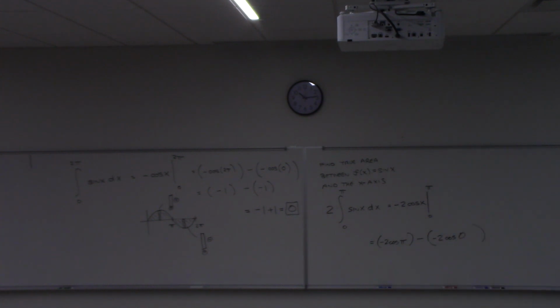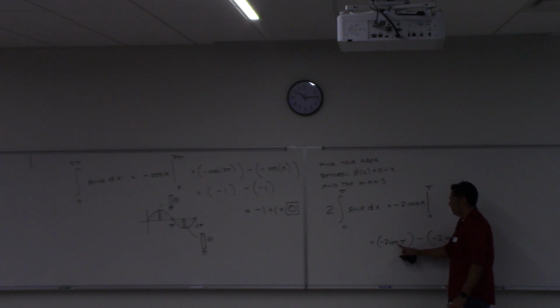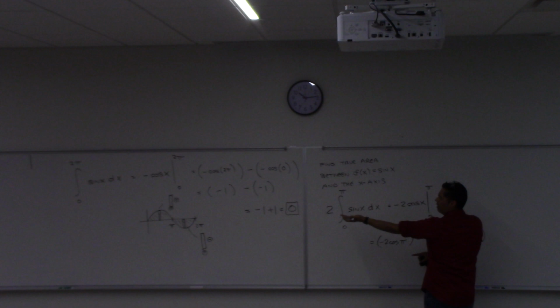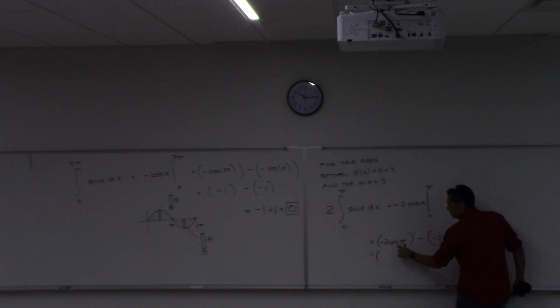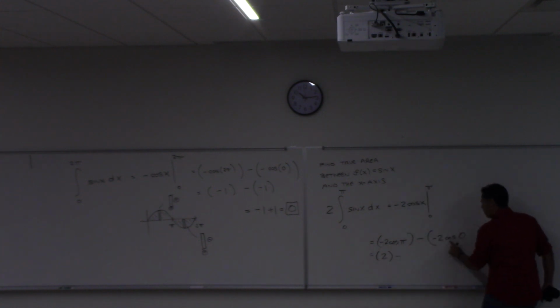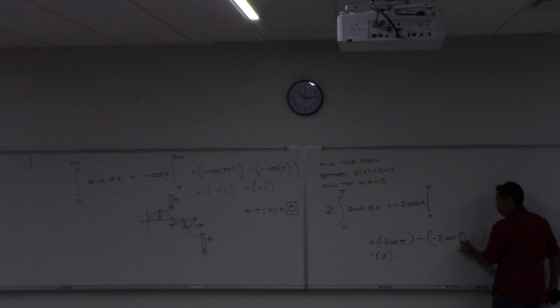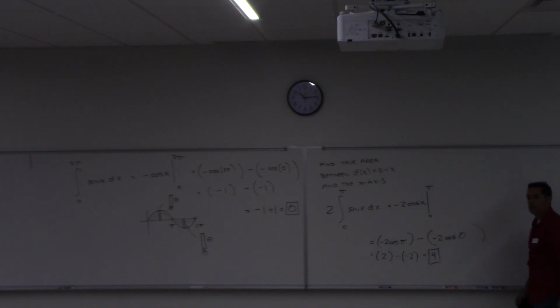Any questions on what I'm doing there? What is cosine of pi? Negative 1, right? Pi is over there. Cosine is the x-coordinate. So this should be negative 2 times negative 1, which is 2, minus, and then what's cosine of 0? 1 times negative 2. And so this should be 4, right? 4.